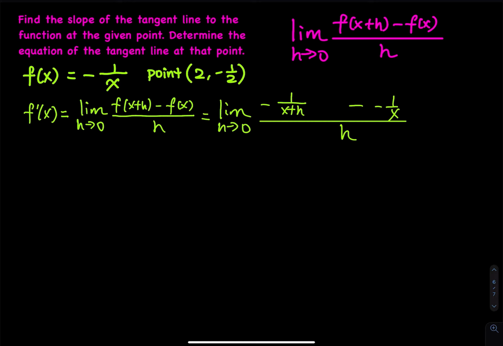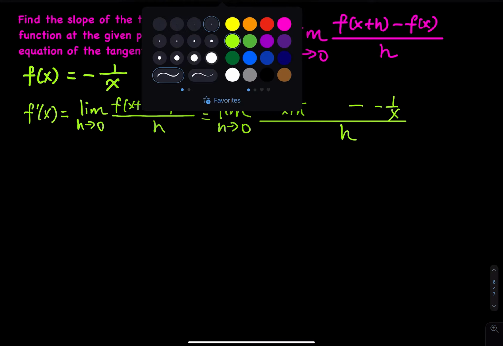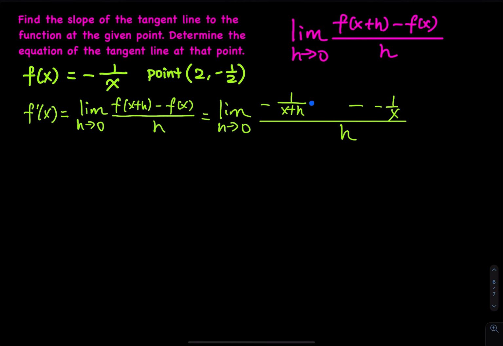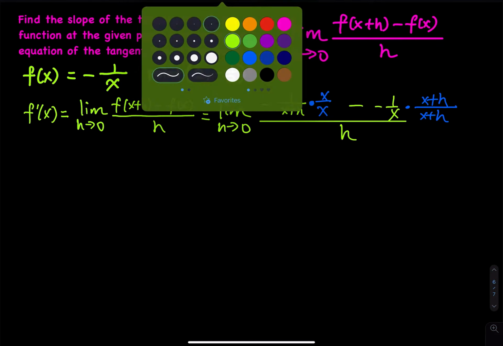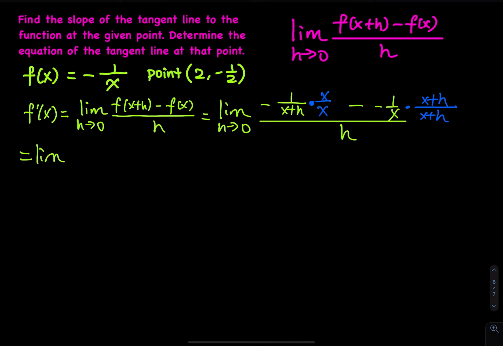So what's the common denominator? For the first fraction, I need to have an x in the denominator, so I am going to multiply this by x over x. For the second fraction, I would need to multiply top and bottom by x plus h over x plus h. All right. And then the next step, start another line. So we have the limit as h approaches 0.